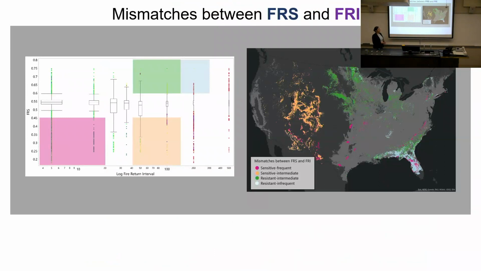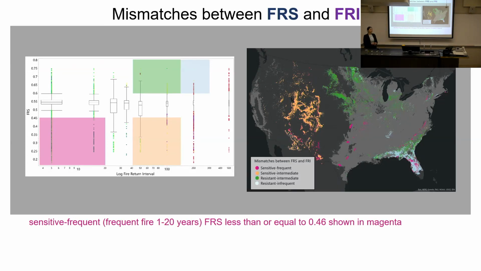So then I also wanted to highlight any mismatches between that fire resistance score and the fire return interval. I did this in ArcMap or ArcGIS Pro, where I did some natural breaks of our fire resistance scores to be able to determine where the high end, so the resistant end, existed, and then that sensitive end, and used those fire resistance scores for that threshold. And then for the fire return, I used the following distinctions. So for sensitive frequent, fire was defined as every 1 to 20 years with a fire resistance score of less than or equal to 0.46, shown in the magenta color.